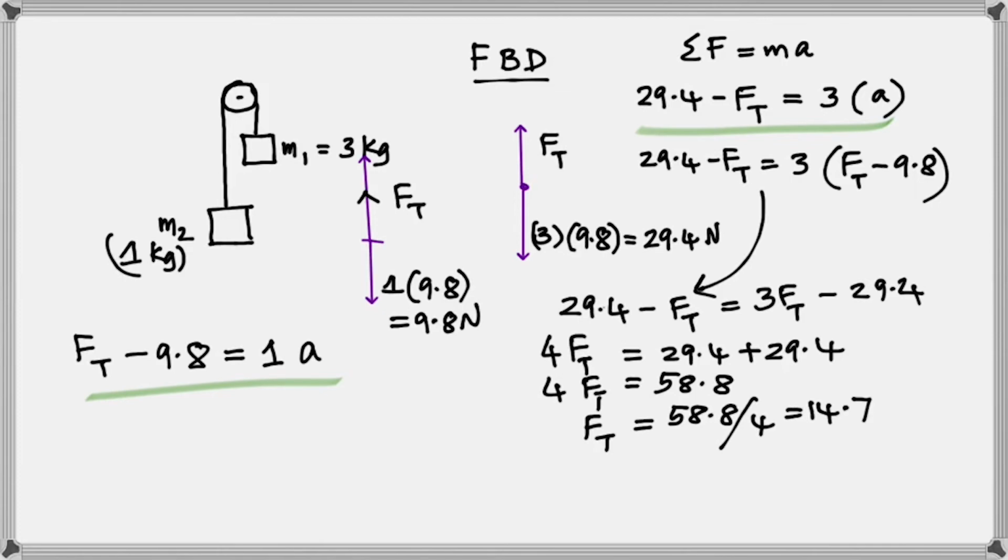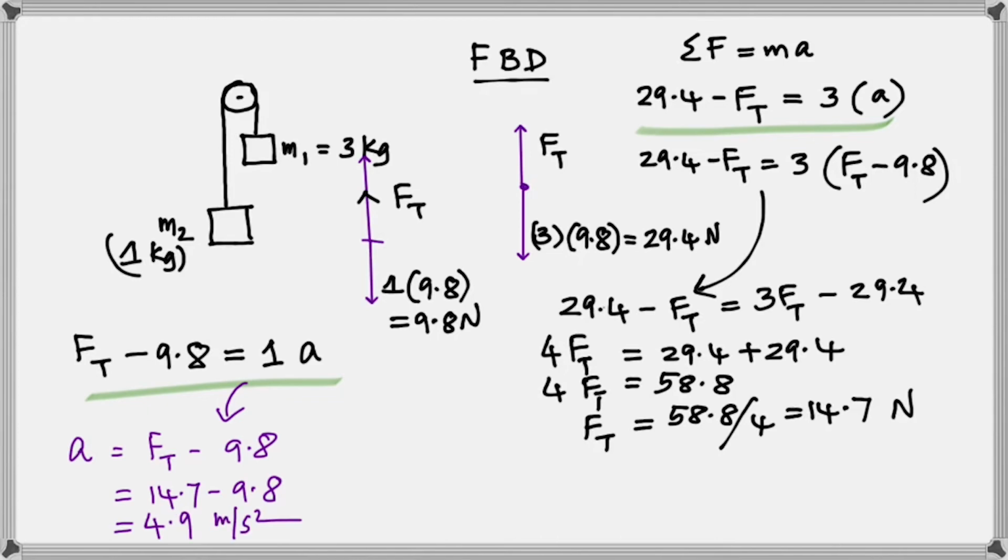Thank you so much. So once you get Ft, just put it into any one of the formulas, and find A. So A is Ft minus 9.8, but we got Ft as 14.7, and that is 4.9 meter per second squared. That's how you do it.